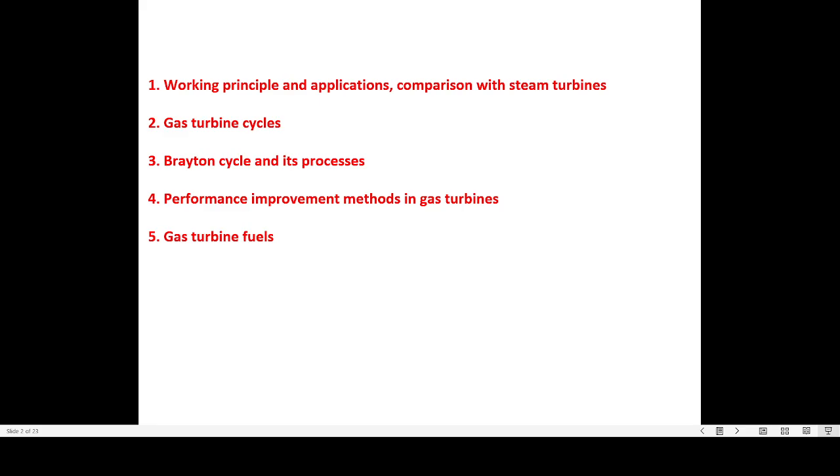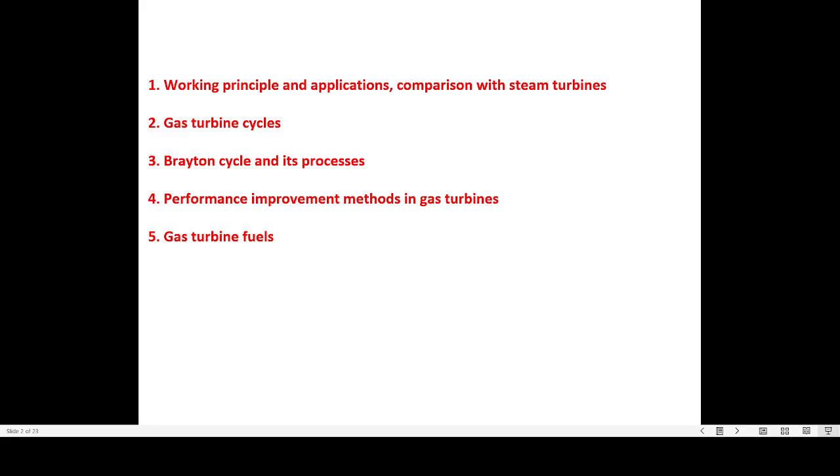As far as our subject matter is concerned, we'll be focusing on three different methods for performance improvement. The first method we'll call intercooling. I am confident that in your earlier semesters, specifically in semester 4, you might have studied in applied thermodynamics the operation of the compressors and that the work required for the compressor can be reduced by using an intercooling arrangement. The same intercooling arrangement can also be utilized in gas turbine power plants to improve the efficiency.